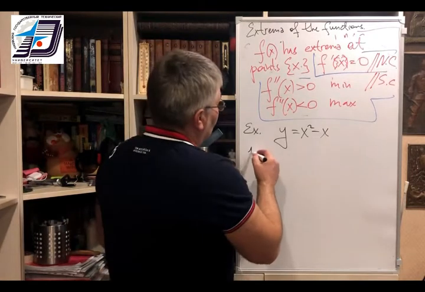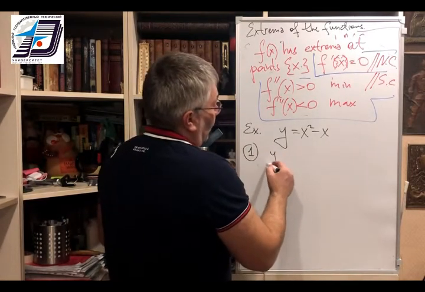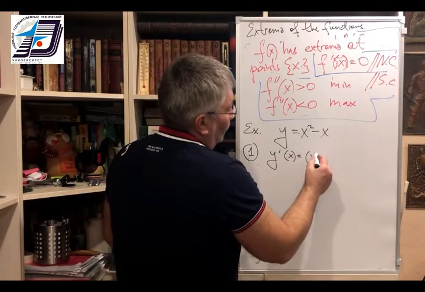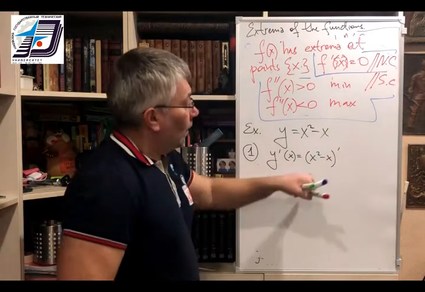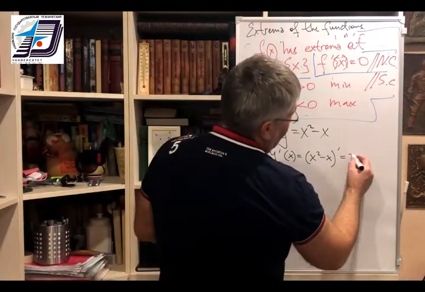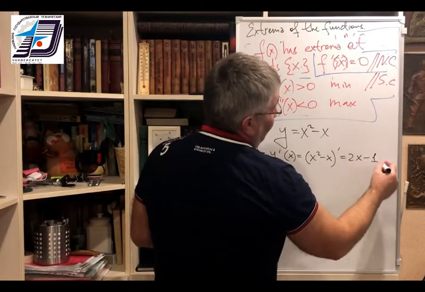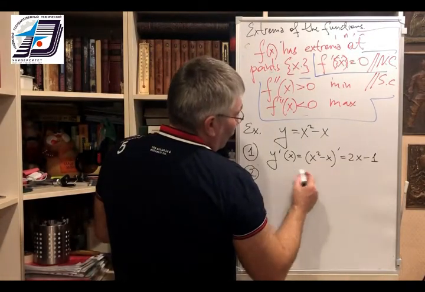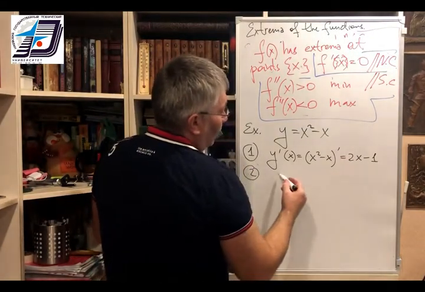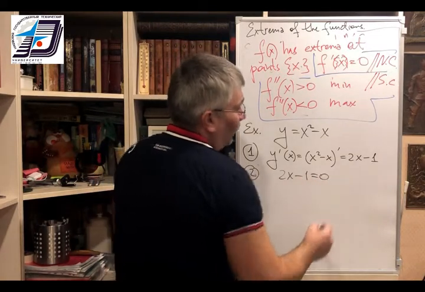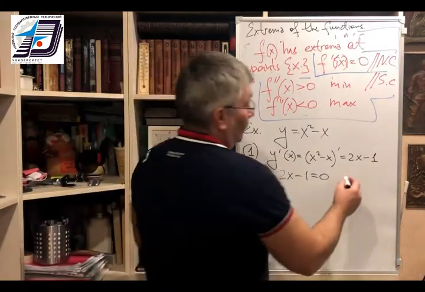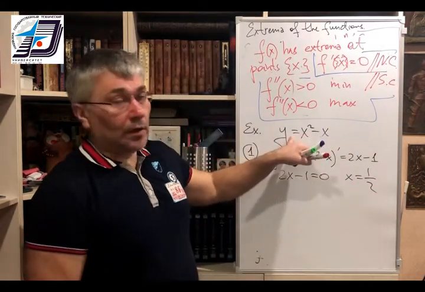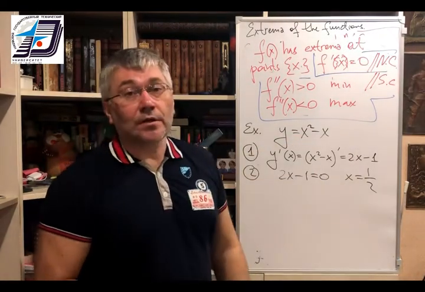So the first step: I have to calculate the first derivative of the function. X squared gives 2x, x gives 1. Second step, I have to find x when this expression turns into 0. 2x minus 1 equals 0. So x equals 1 over 2. It means that at this point x squared minus x has an extremum.